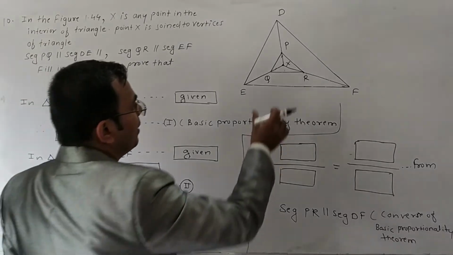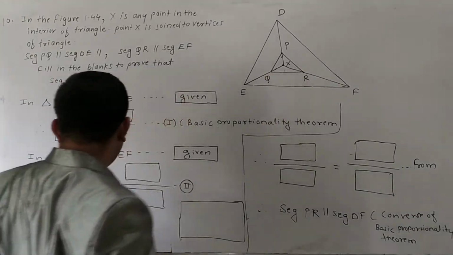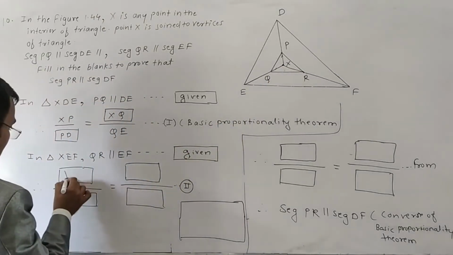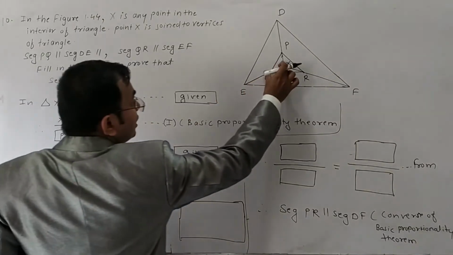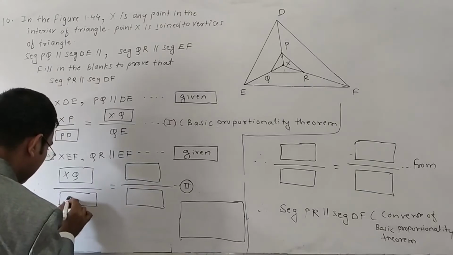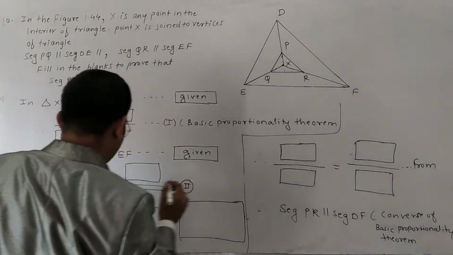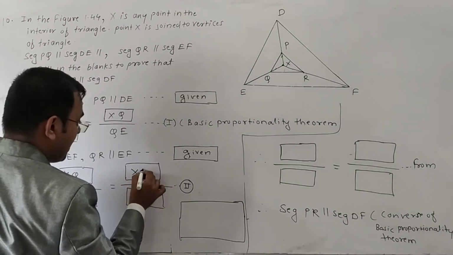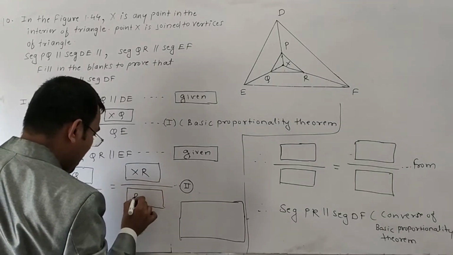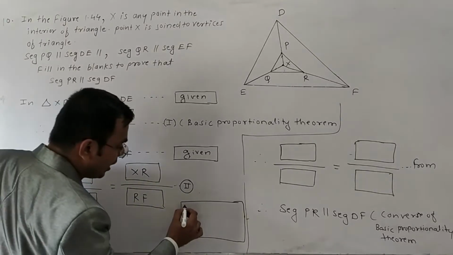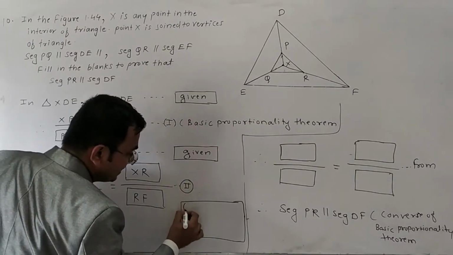So again by basic proportionality theorem we can write this ratio. XQ upon QE is equal to XR upon RF. So equation number 2, and reason is what? Again same reason, by basic proportionality theorem.